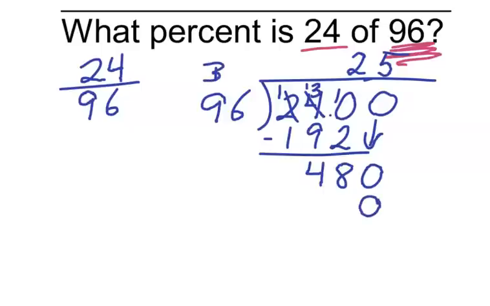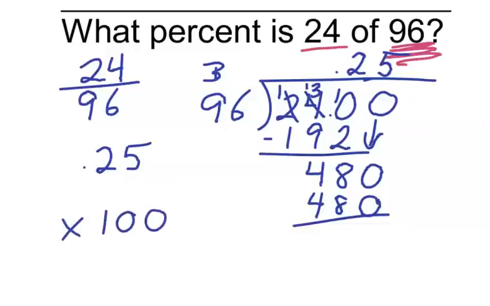5 times 9 is 45. Plus 3 more is 48. And there's our answer. So basically, it's 0.25. Well, once we have the decimal, 0.25, all we have to do at this point is multiply it by 100. And anytime you multiply a decimal by 100, you just move the decimal over 2 places. Boom, boom. Okay, so instead of multiplying it all out, we're just going to do that, which makes it 25%.